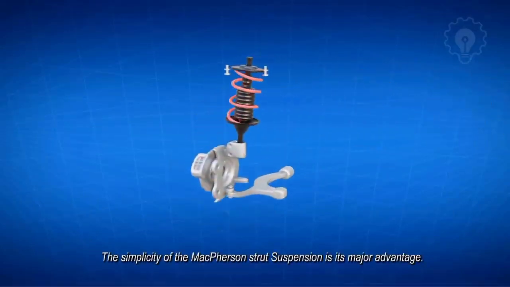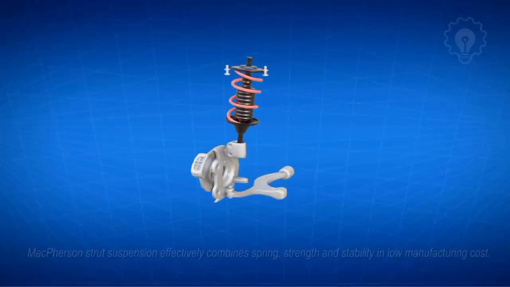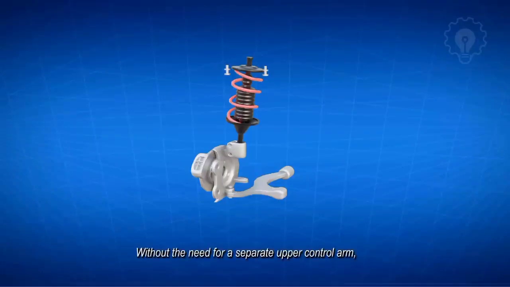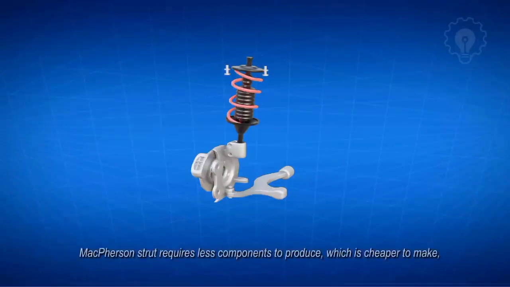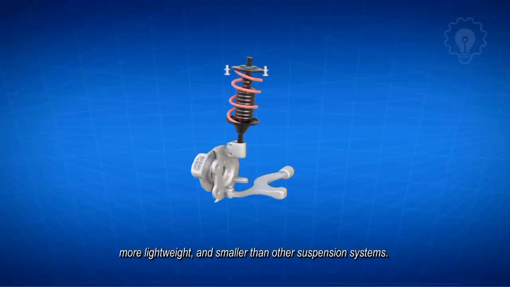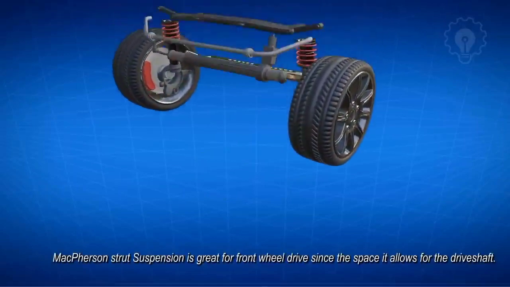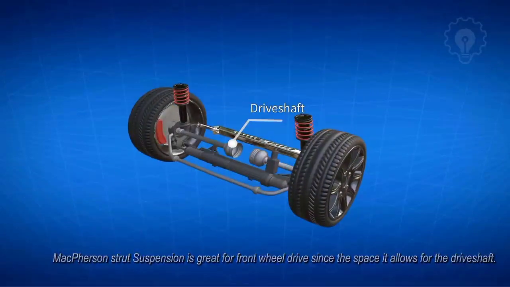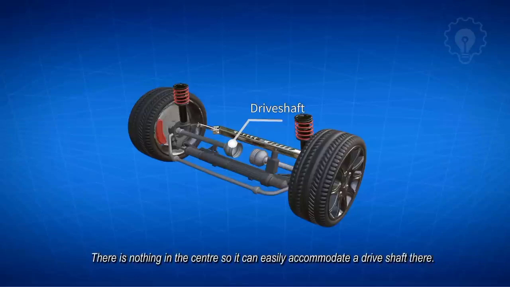The simplicity of the McPherson strut suspension is its major advantage. The McPherson strut suspension effectively combines strength and stability with low manufacturing cost. Without the need for a separate upper control arm, the McPherson strut requires fewer components to produce, which is cheaper to make, more lightweight, and smaller than other suspension systems. McPherson strut suspension is great for front-wheel drive, since it allows space for the drive shaft. There is nothing in the center, so it can easily accommodate a drive shaft there.